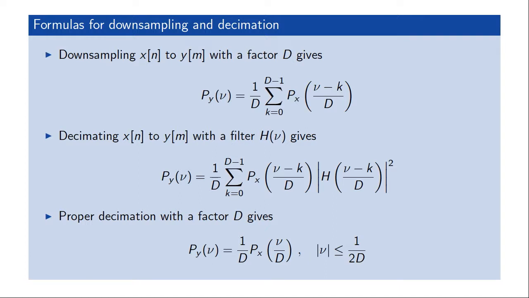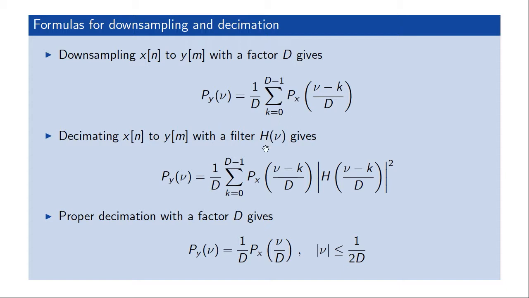So in terms of formulas, if we first look at downsampling and decimation, the downsampling formulas look very similar to what they did in the deterministic case. Instead of getting relations between the output discrete time Fourier transform and the input discrete time Fourier transform, we now get relations between the power spectral density of the output and the power spectral density of the input. So the power spectral density of the output relates to the input power spectral density just like the discrete time Fourier transform did to the discrete time Fourier transform of the input. So there is nothing new here.